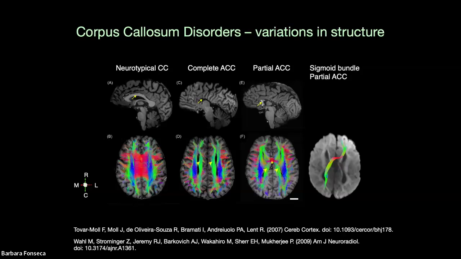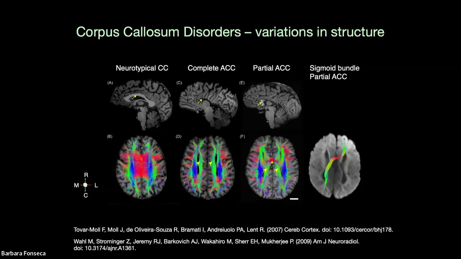So here you can see the neurotypical, and we're looking at a slice this way. So we're looking down on top of the corpus callosum. So you can see the neurotypical here with the red fibres. And in this person with complete agenesis, you can see the fibres running now front to back instead of red. So they're colored green. And the blue ones are the ones going up and down.